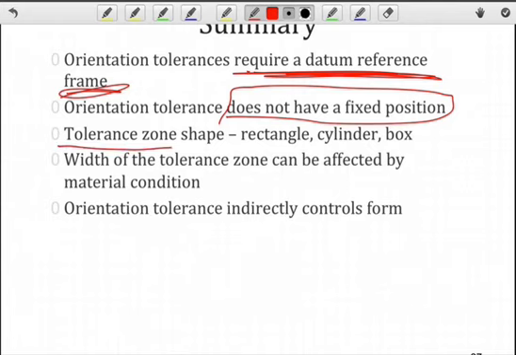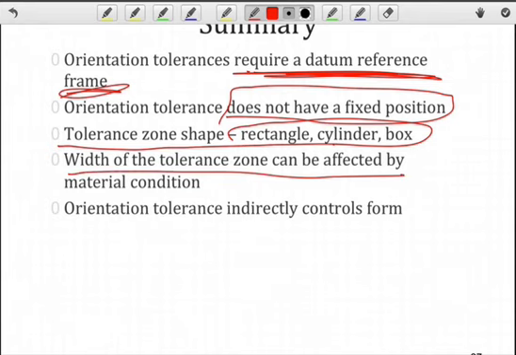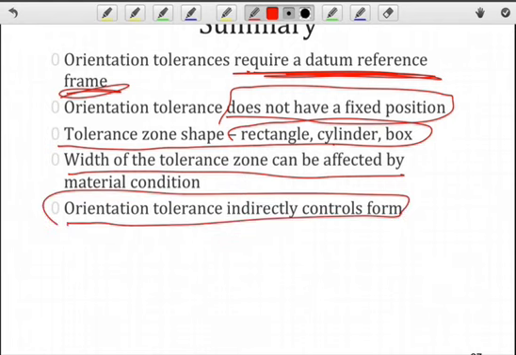Our tolerance zone shape, we've seen rectangle, cylinder, and a box corresponding to two lines, a cylinder and two planes. The width can be affected by material condition, both for the feature as well as the datum, and orientation tolerance will indirectly control form. It will have an effect on shape.